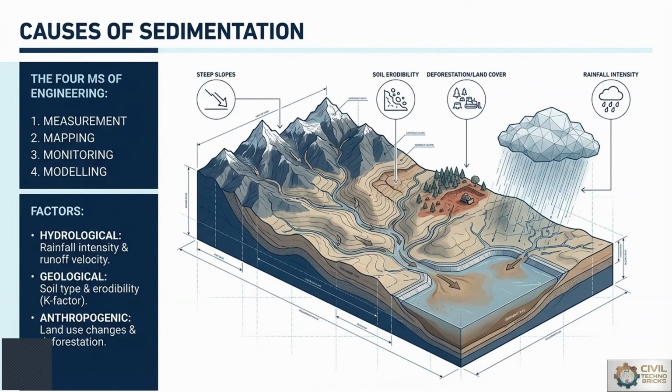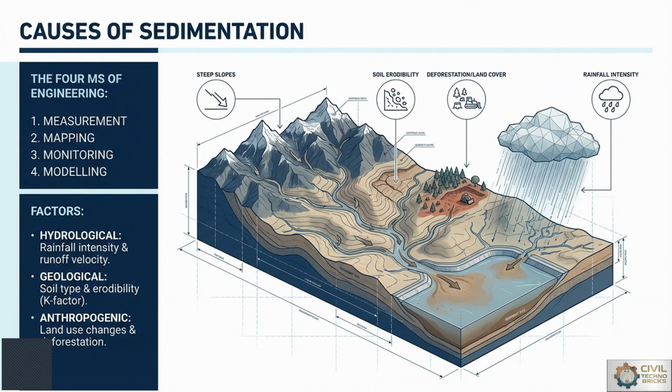The 4Ms used in engineering are measurement, mapping, monitoring, and modeling. These 4Ms are the basic explanation for the causes of sedimentation: we can measure the sediments, we can map the accumulation of sediment, we can monitor the flowing runoff with respect to the sediment, and we can create a model to monitor all sediment flow from various zones or any watershed area.